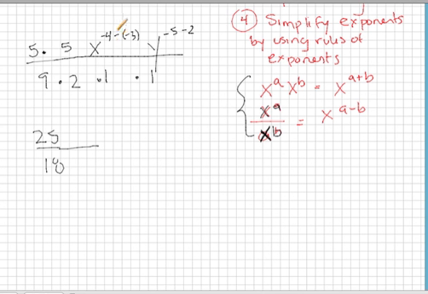X to the negative 4 minus negative 3. Negative 4 minus negative 3 is really negative 4 plus 3, because these negatives cancel each other out. So I really have x to the negative 1, and y to the negative 5 minus 2 means I have y to the negative 7.